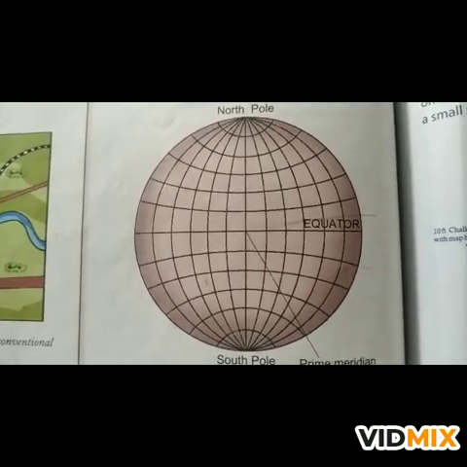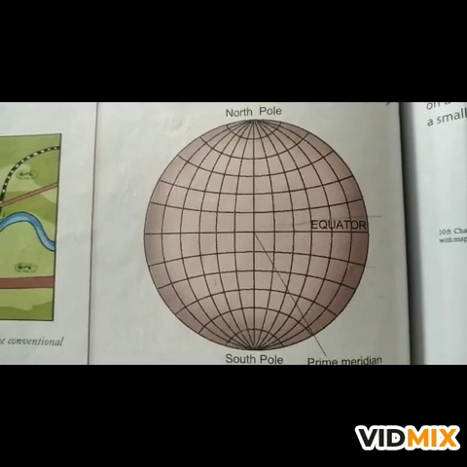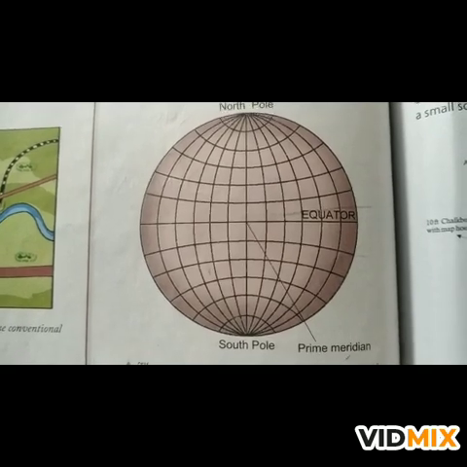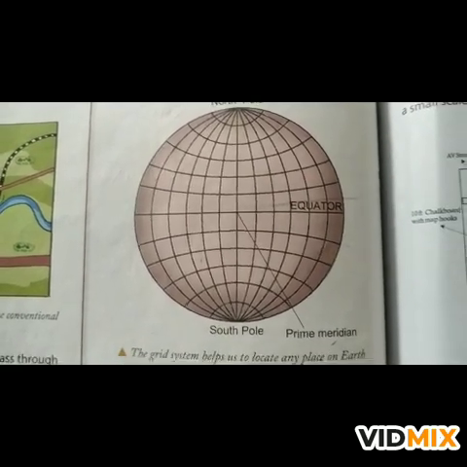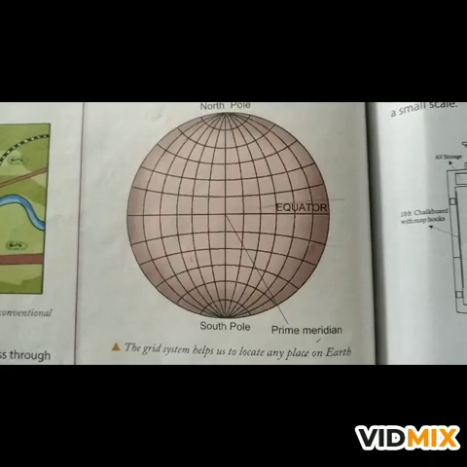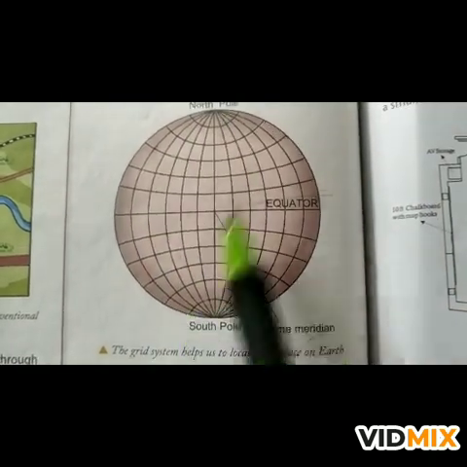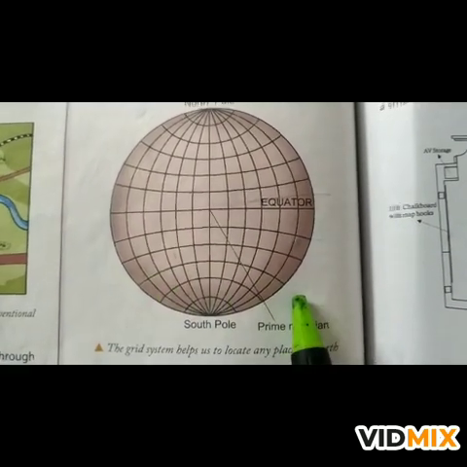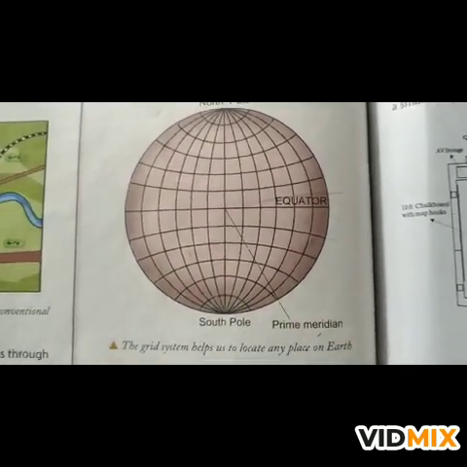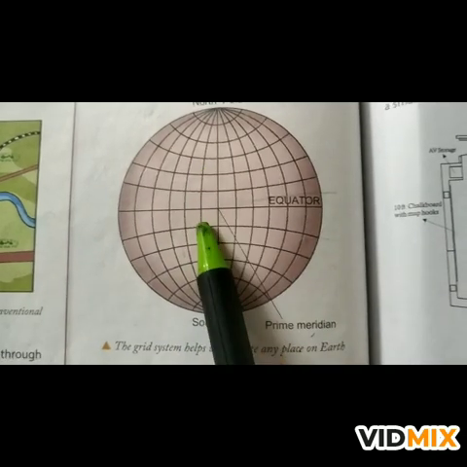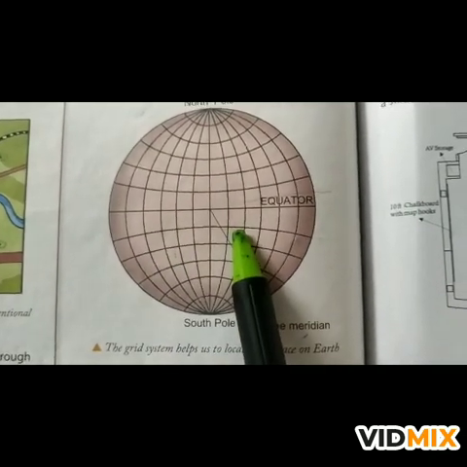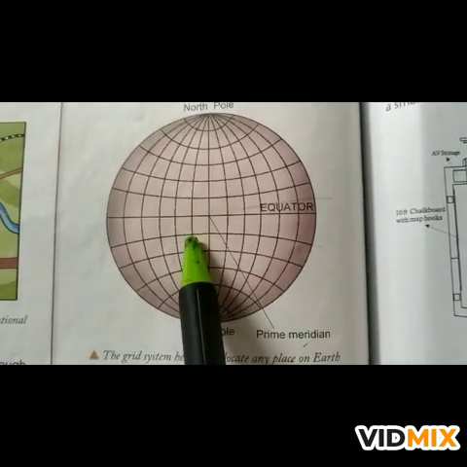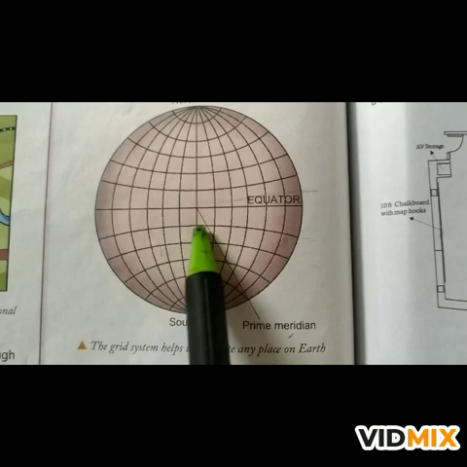Now students, here are some of the facts given below regarding the meridians. Fact number 1 is all meridians are of the same length. You can see the meridians, the several vertical lines. These all lines are of the same length. Each of the meridians cuts the parallel lines at 90 degree. You can see any of the meridians, it is cutting the parallels at 90 degree.